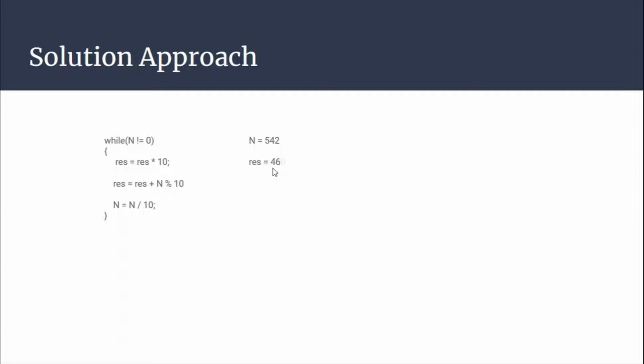Again create new space by multiplying result by 10, add the last digit by taking modulo, which is 2, and then remove the last digit. Simply divide n by 10. Again multiply result by 10, take the last digit and divide n by 10. Now since n is not equal to 0 till now, we again multiply result by 10, add the last digit of n into result and simply divide n by 10. Now n would become 0, so this loop would stop, and this is your final result.